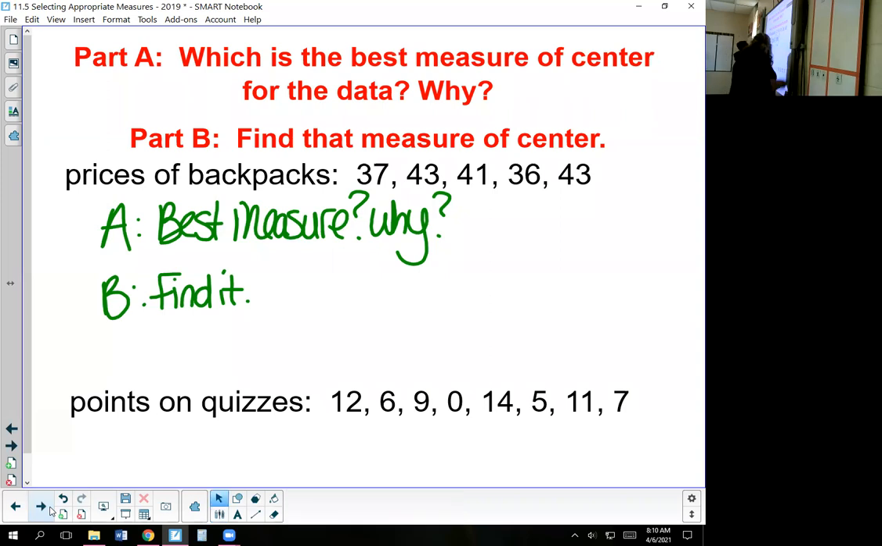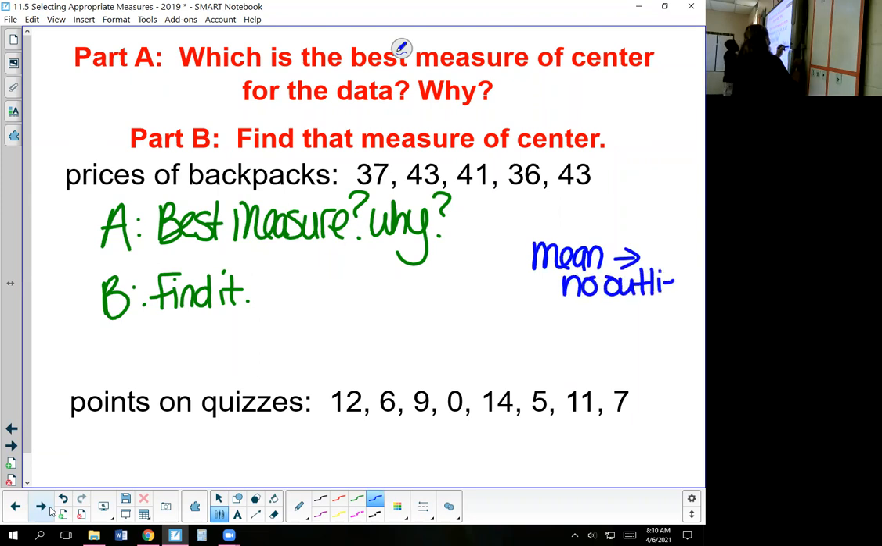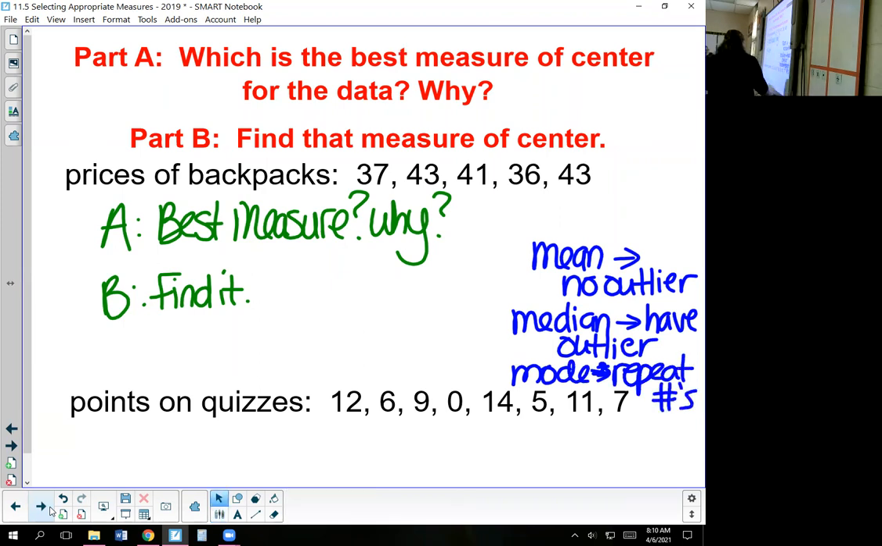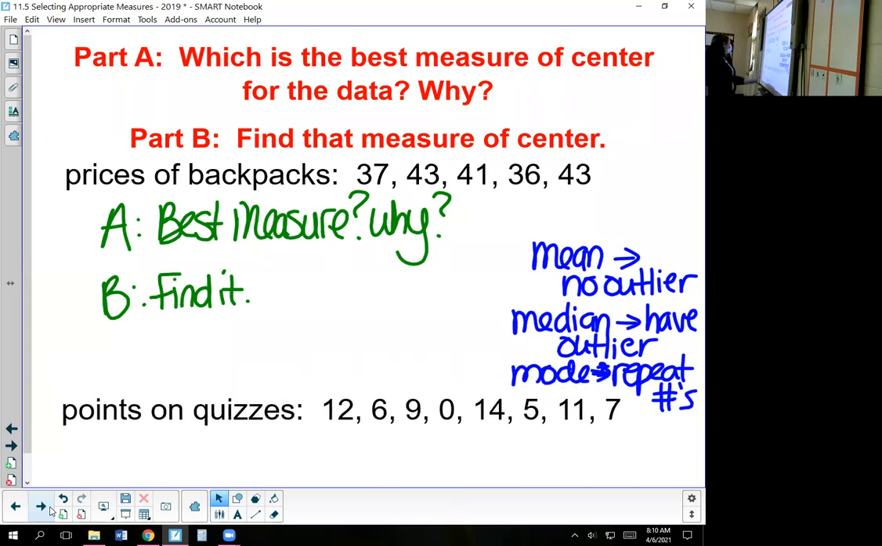Okay, and I will write what you wrote in your notes. So we are going to choose mean if we have no outlier. We're going to choose median if we have an outlier. And we choose mode if we have repeating numbers. Okay? So I want you to do both of these, same thing. So do 1 and 2. These are the 2 that you're doing, and then I'm going to give you your homework and you're going to get started, because pretty much I think that's it.